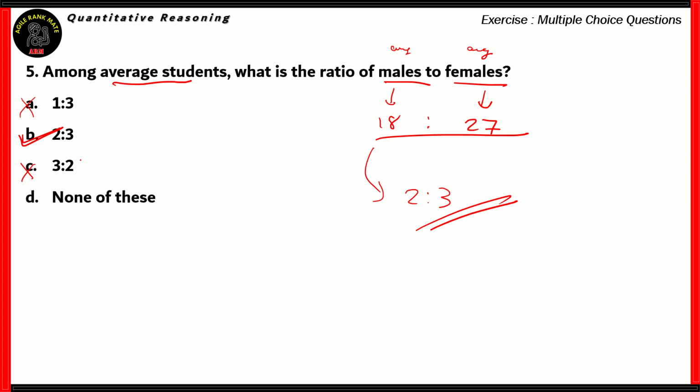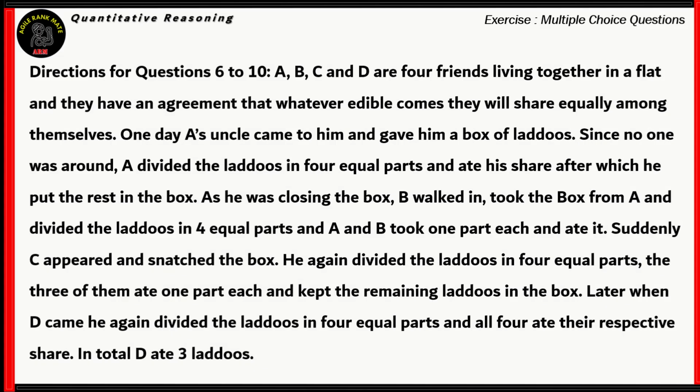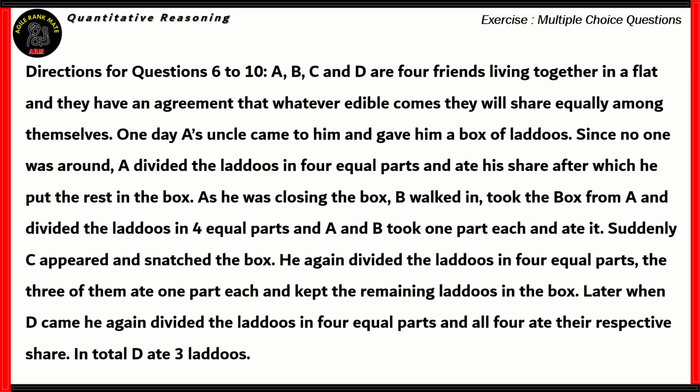This would have been the case if they said females to males, but the ratio here is asking for males to females, in which case option B is the right option. And since we know that option B is correct, option D, none of these, would also be incorrect. So that concludes the first set. Now let's look at another set for you to practice and solve.